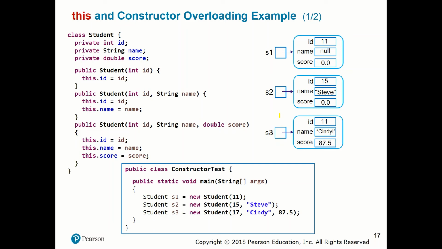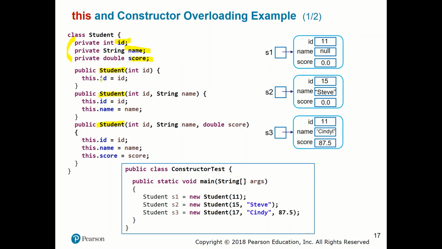Okay, this keyword. In class Student, there are three attributes: ID, name, and score. And as you see here, there are three constructors. Okay, you know that a constructor should have the same name as the class. So the Student constructor, right? There is no return type here. So this is a constructor.